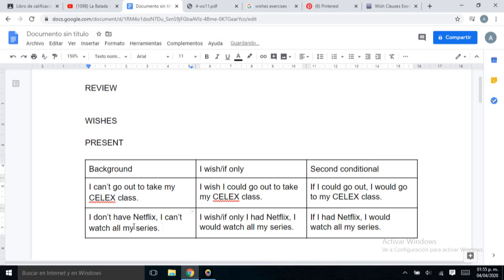Another important thing is the order of the elements. Let's take for example this last sentence. If I had Netflix, I would watch all my series. Then, first of all, we have if. And after if, in the if clause, that is this part, we have past simple. If I had Netflix, comma, I would watch all my series. Would is the most common modal verb when we talk about second conditional, but it is not the only one.